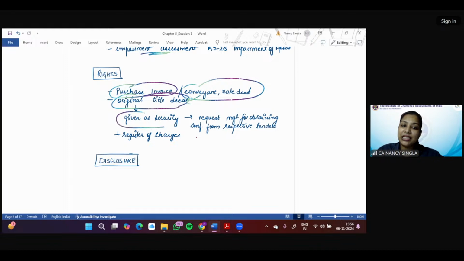Why? Because if any loan has been given whereby these have been given as collateral security, here the auditor will ask the management to obtain the confirmation from the respective lenders. And he will also consider the register of charges, wherever a charge is there with respect to the asset, whether the same has been updated in the register of charges. Is it clear?